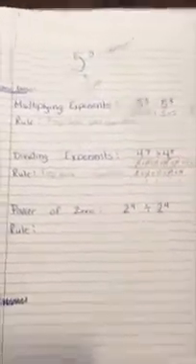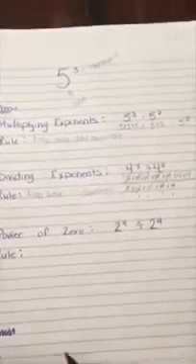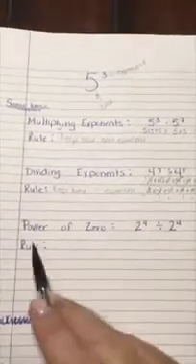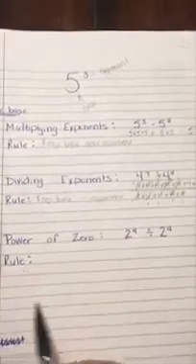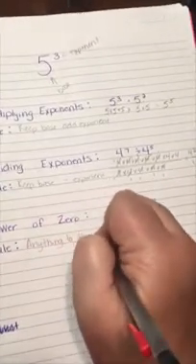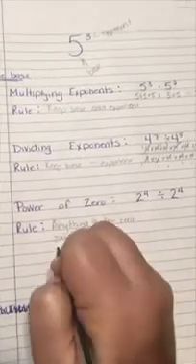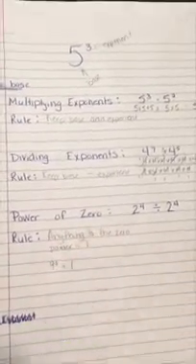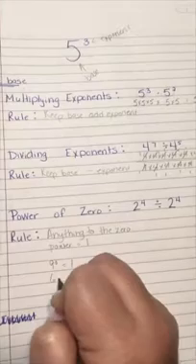Now, another thing you may see is something that's the power of 0. I'm going to go ahead and write the rule first. And the rule is anything to the 0 power equals 1. So if I have the number 9 to the 0 power, it equals 1. If I have the number 6 to the 0 power, it equals 1. Anything to the 0 power is 1.